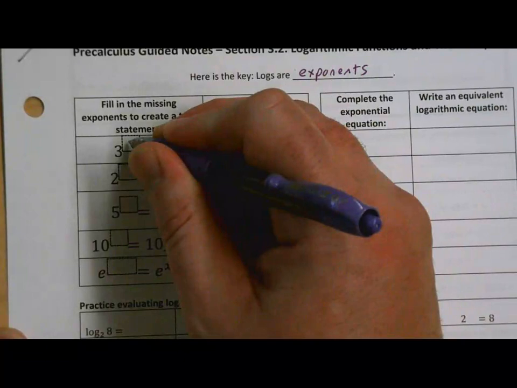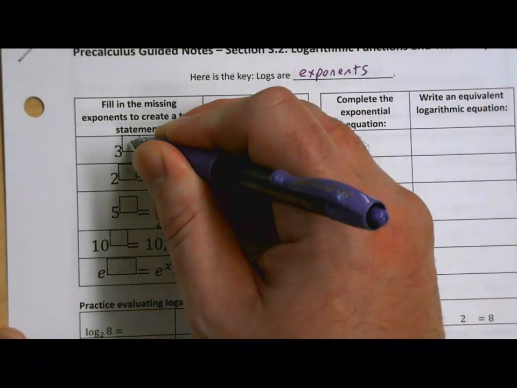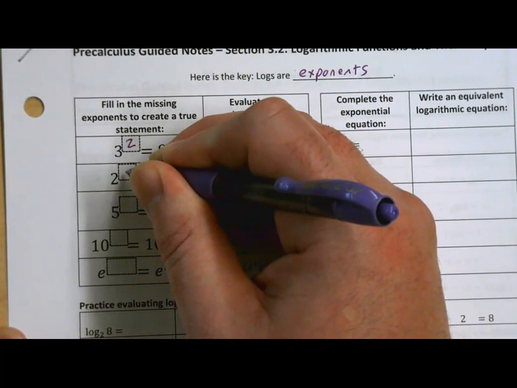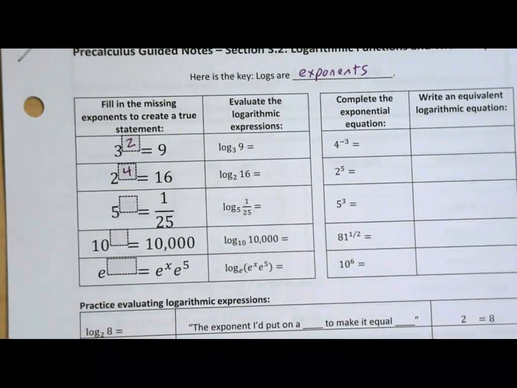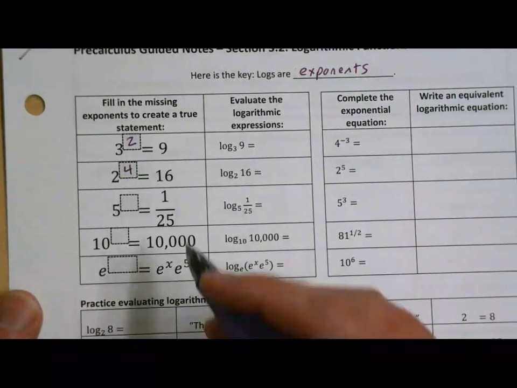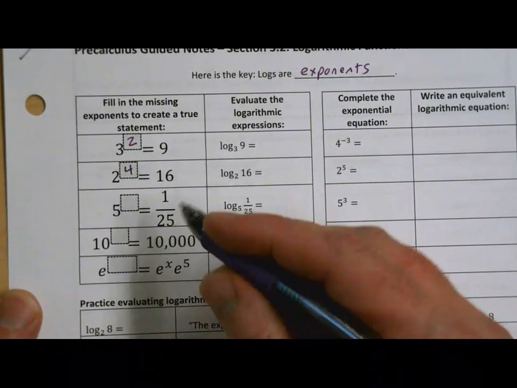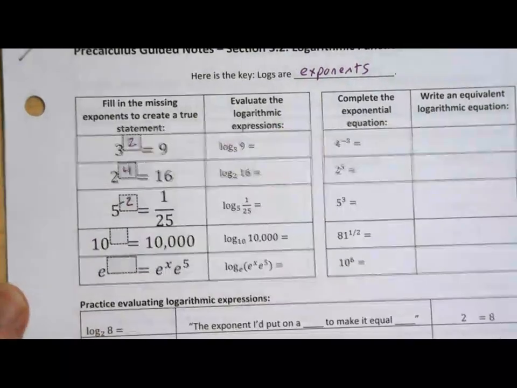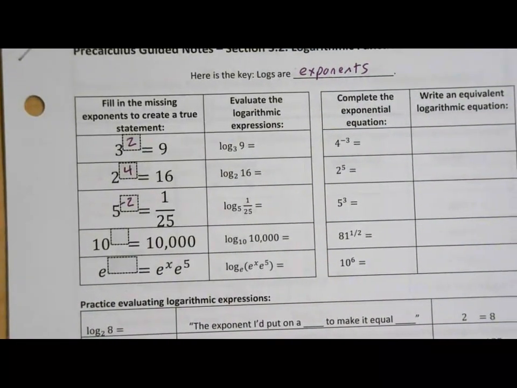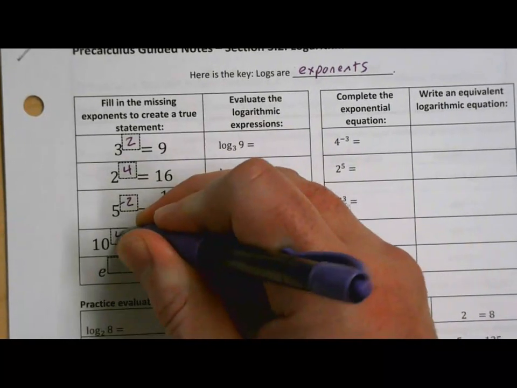Are we feeling pretty confident about this? 9 is 3 to the second. 16 is 2 to the what power? 1 over 25, that's 5 to the... 25 would be 5 squared, but it's 1 over, so -2, good. 10,000, count the zeros there. How many zeros? So that's 10 to the 4th.